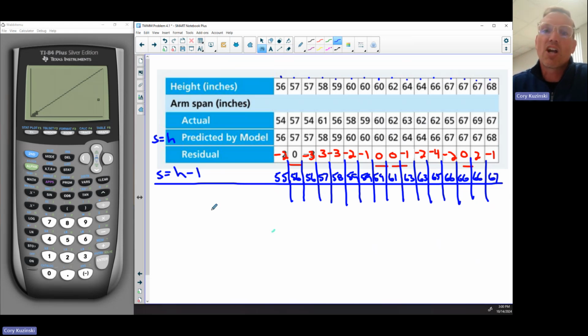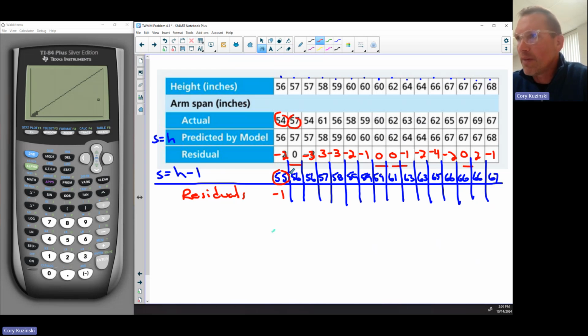So maybe it's not that they're equal to each other, the height and the arm span. Maybe it's that the arm span is one less than the height. So now I can check residuals for that. So I would do their actual height minus their predicted height. Instead of -2, now this is -1. So actual minus predicted is +1 instead of 0.